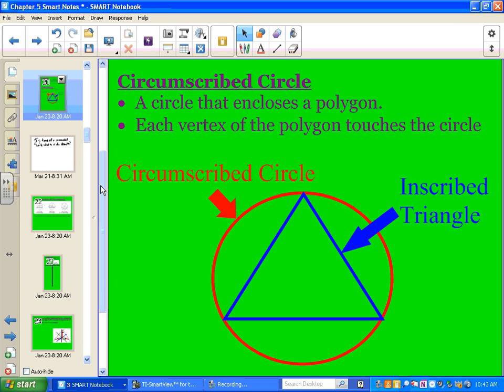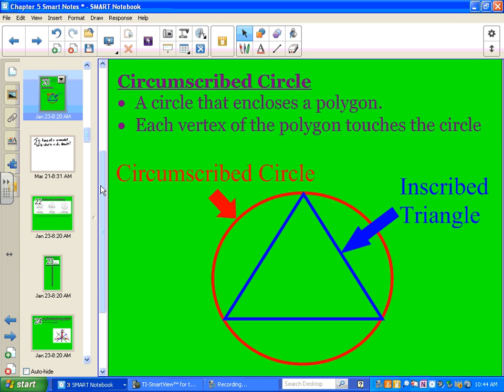Circumcenter. In terms of a circumscribed circle, where is it located? In the center, right? A circumcenter is the center of a circumscribed circle. And what type of line does a circumcenter fall on? A perpendicular bisector. Very good.